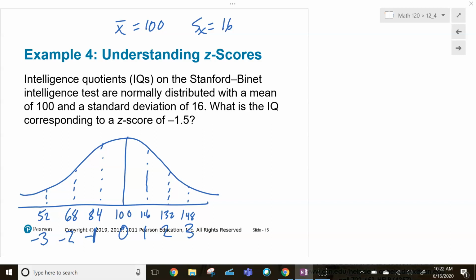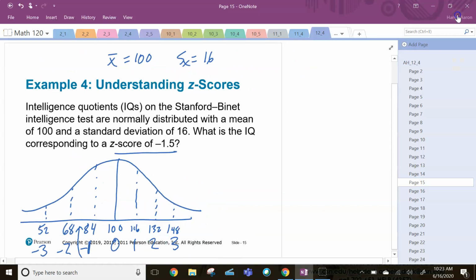So what's the IQ corresponding to z-score of -1.5? So this time they're giving you the z-score. The z-score is -1.5. So they're saying you're scoring right here, 1.5 standard deviations below the mean. Boom, right there. Right? So what's your score? Well, you probably figured it out. It's right smack dab 1.5 between -1 and -2, right? Right between 68 and 84. Well, halfway between them would be 76. That's what we should end up with when we do the math. But let's go ahead and do the math.